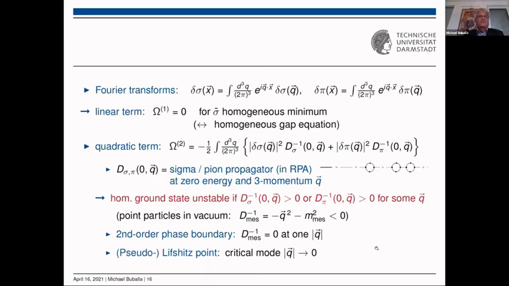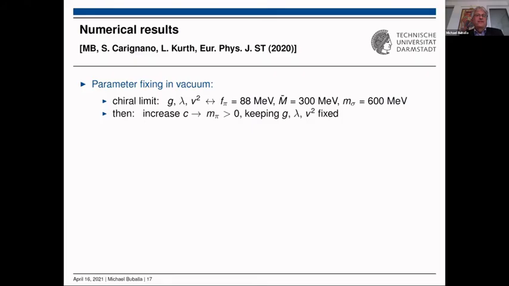Okay, so let me come to the numerical results. This is what I want to show from a recent paper together with Stefano and Lennart Kurt. We fixed the parameters of the model first in vacuum, and we did it in the following way. First we went to the chiral limit, so this c is equal to zero. Then we fixed the other parameters to the pion decay constant and some values of the constituent quark mass and the sigma mass. Afterwards we increase this explicit symmetry breaking parameter c such that M pi gets non-zero and keep the other parameters fixed. Then we can plot everything as functions of M pi.